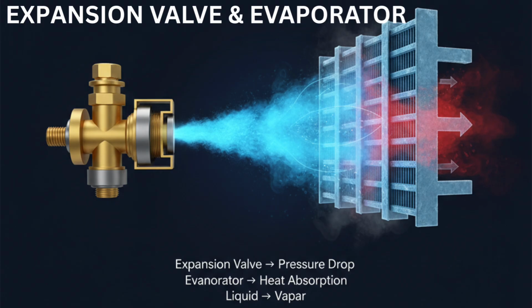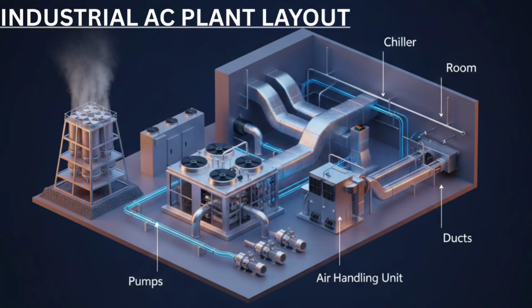Now the refrigerant is again low pressure vapor. It returns to the compressor. And the cycle continues. This is the complete vapor compression cycle. Now let us see how this system is arranged in industrial plants.